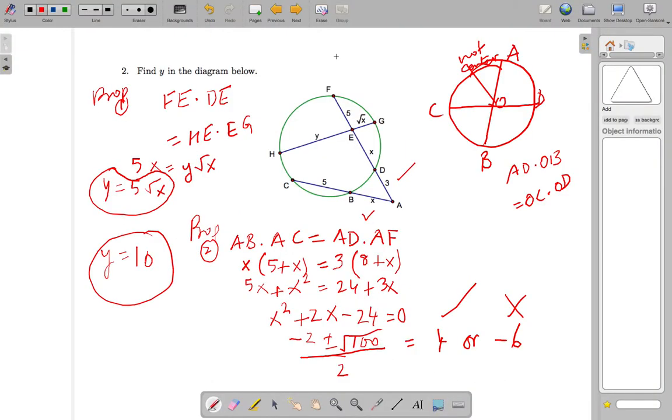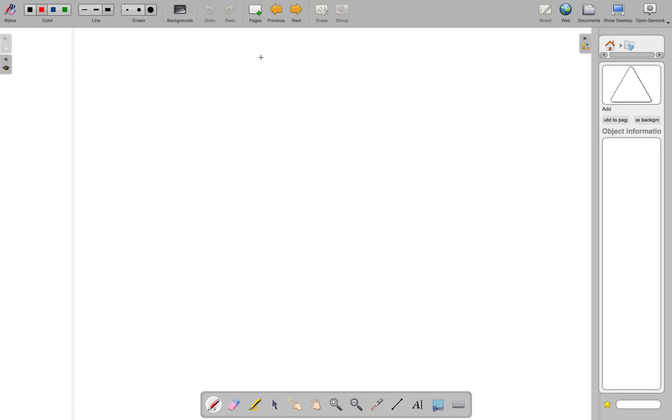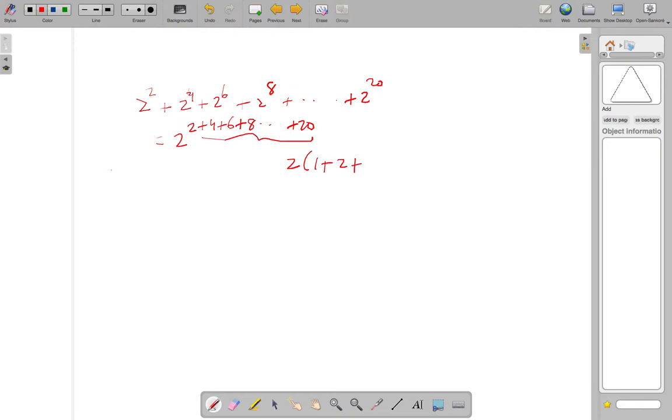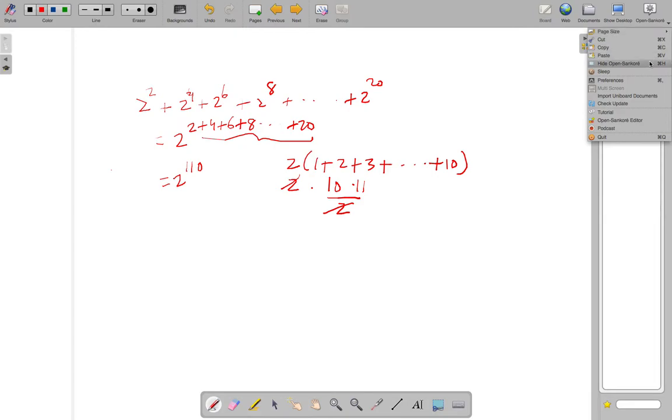So that's how you look at it. In fact, if I can show you quickly, it was 2 squared plus 2 to the power 4, 2 to the power 6, 2 to the power 8, and so on, 2 to the power 20. So this is going to be 2 to the power 2 plus 4 plus 6 plus 8, all the way up to 20. And we know that this one is 2 times 1 plus 2 plus 3 up to 10. And this sum is going to be n times n plus 1 over 2. And the 2 cancels. That's how you get 2 to the power 110.